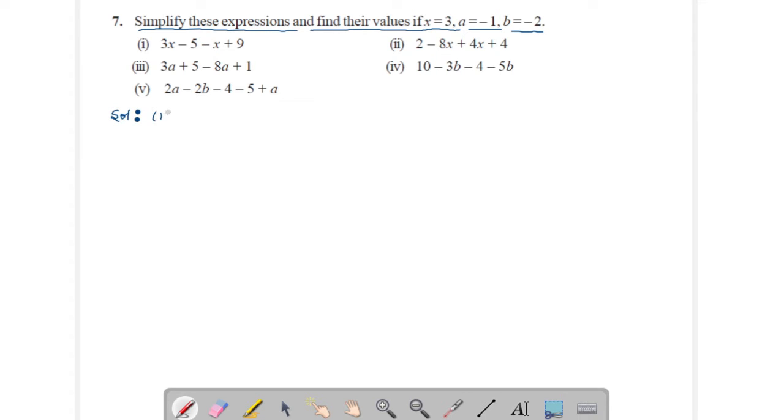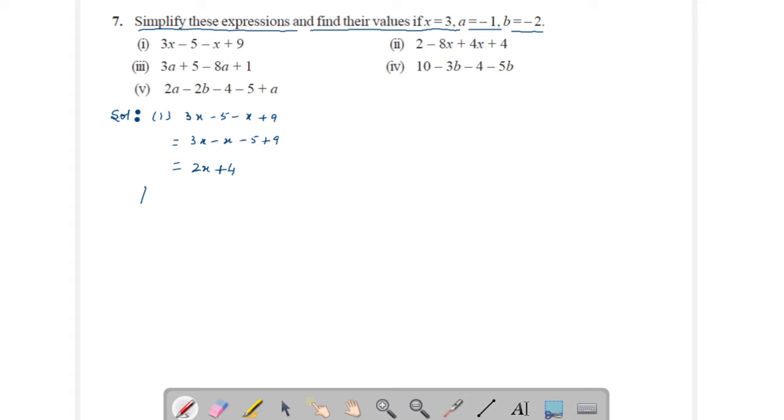First part, 3x - 5 - x + 9. Here solve it. Collect the like terms. 3x - x - 5 + 9. You will get 3x minus x, it is 2x, minus 5 plus 9, it is plus 4.